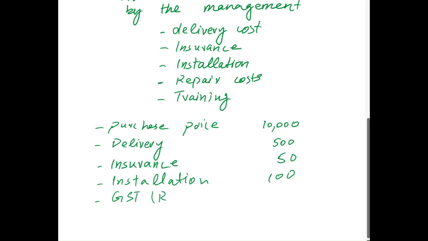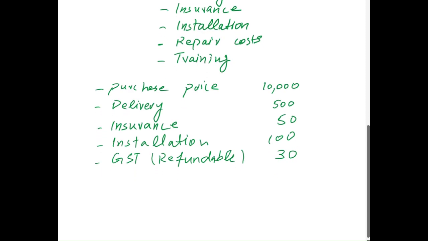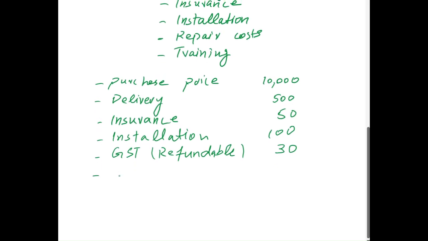Then you paid GST on it, but it is refundable. Paid $30. And then you paid for training. That was $200. So purchase price will get included in the cost of an asset, delivery as well, insurance as well, installation too, but GST, because this is refundable, that will not get included. And then you got training costs also not included.